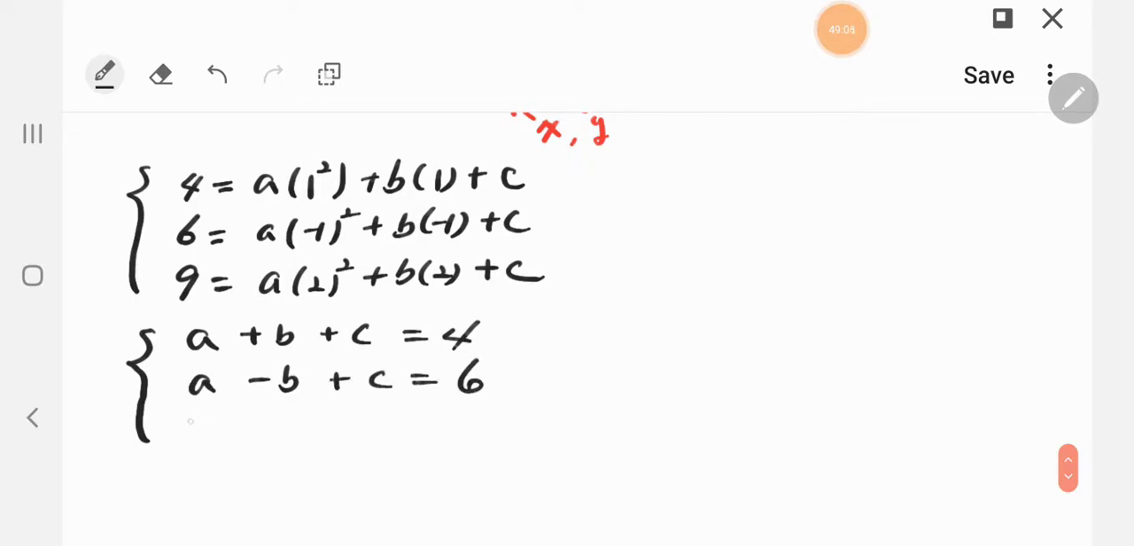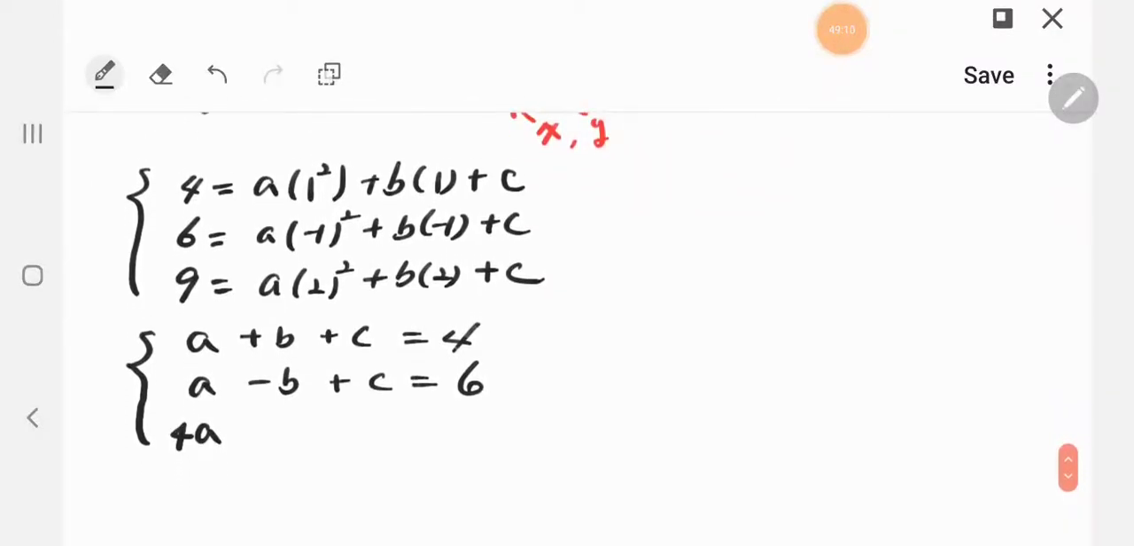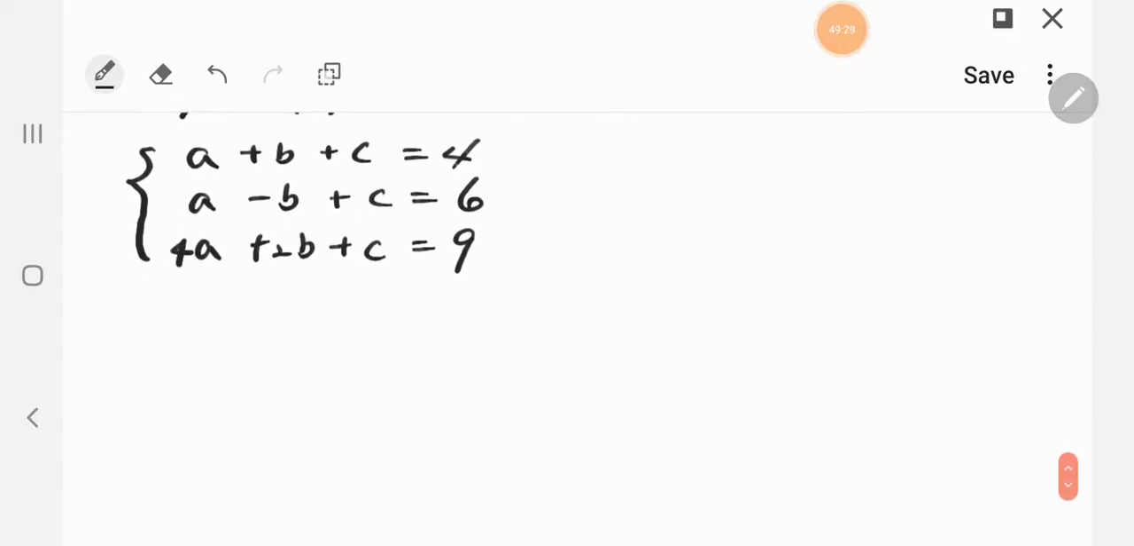And the third equation is 4a plus 2b plus c is equal to 9. All right, so we have a system of 3 equations, and the variables are a, b, c. So let's find out the values of a, b, c. This is equation 1, equation 2, and equation 3. So let's get rid of the a from the second equation, and the 4a from the third equation using the first equation.